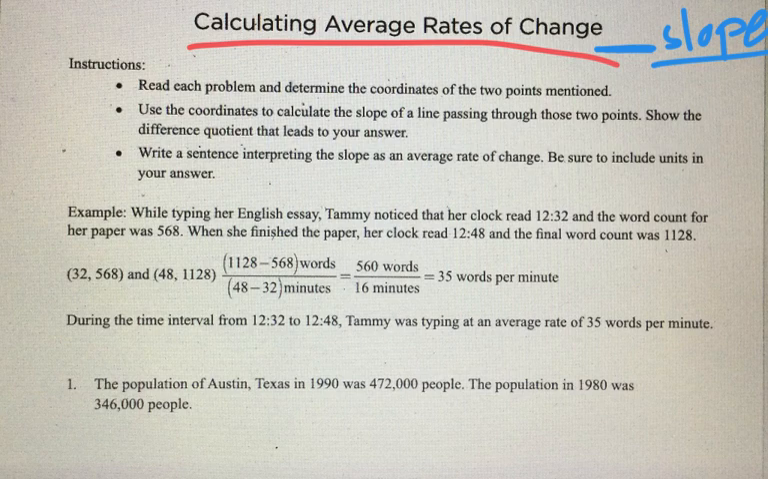You're going to read each problem and determine the coordinates. So you have to decide which one is the x and which one is the y. Remember, slope is the change in y over change in x. So remember, y is our dependent variable, x is the independent variable. So as you read this, you need to determine which variable is x, which is y, and then plug it in to the slope formula.